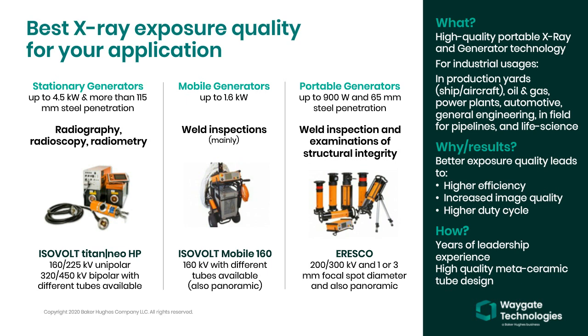Looking for mobile generators, we can offer up to 1.6 kilowatts, mainly focused on weld inspection, our well-known Isovolt Mobile 160, with a lot of tubes available. And then, of course, our well-known portable generators, our Eresco line, up to 900 watts and penetration of 65 millimeters of steel. Mainly focused on weld inspection, examination of structural integrity, our Eresco line, 200 and 300 kilovolts, with 1 as well as 3 millimeter focal spots, and also panoramic units.